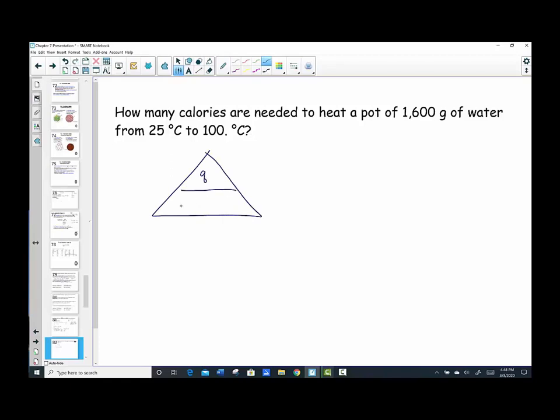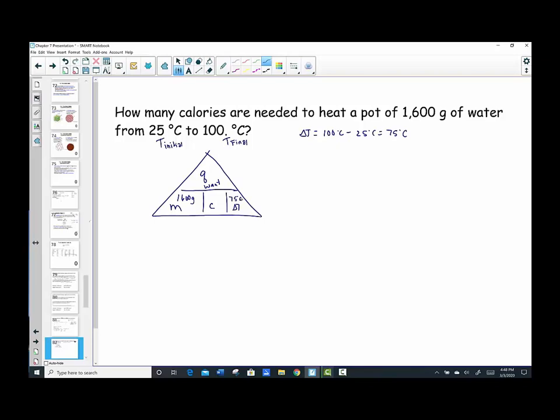Q is equal to m times c times delta T. We're being asked for calories, so this is what I want to know. That's the one I'm going to cover up. I have 1,600 grams of water, and my temperature change will be the difference from the initial to the final. So delta T is 100 minus 25, which is 75 degrees Celsius.